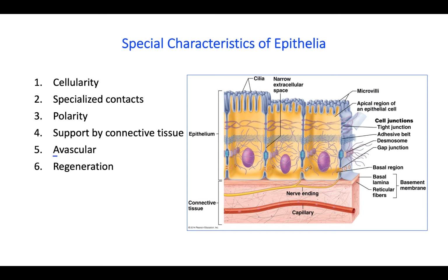The last characteristic of epithelia is regeneration. Epithelium rapidly replaces lost cells or damaged cells by mitosis.